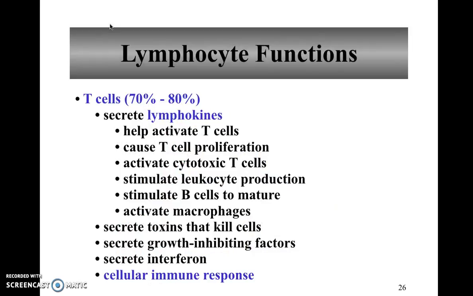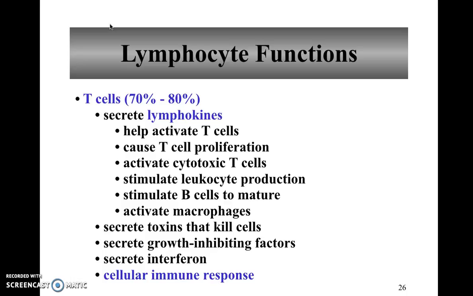T cells are the most common type of lymphocyte. 70 to 80% of your lymphocytes are T cells. And they do various things. They secrete chemicals called lymphokines, which have a variety of functions. They help to activate your T cells, cause T cell proliferation, or cause your body to make more T cells to help fight the infection. They can activate a specific kind of T cell called a cytotoxic T cell that can actually directly attack and destroy foreign cells and substances. They can cause general white blood cell or leukocyte production. They can cause your B cells to mature.